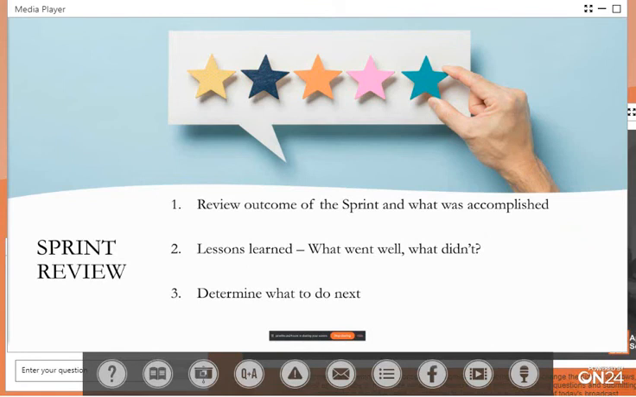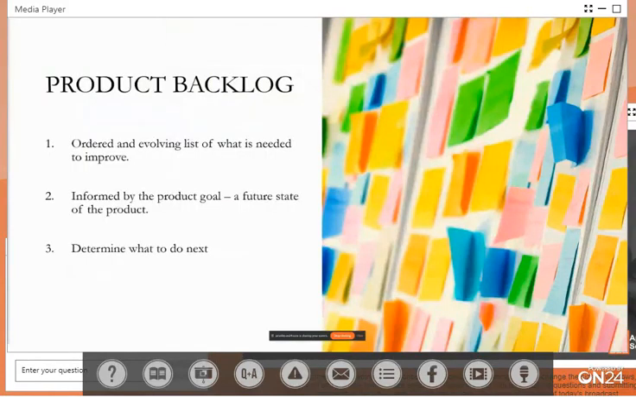So this is the second to last event of the sprint. And this is kind of its own meeting. So I set the daily scrum. We finished our sprint cycle. We now have this meeting. But once we do that, we're now going to look at the last thing, which is the product backlog.